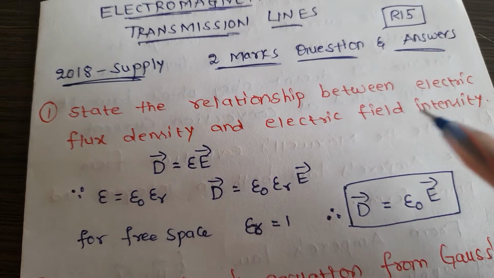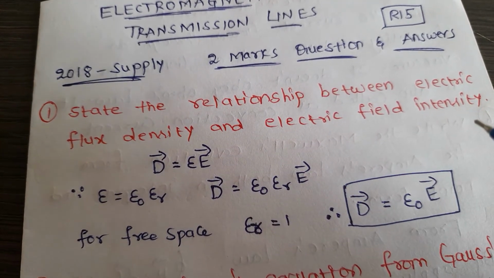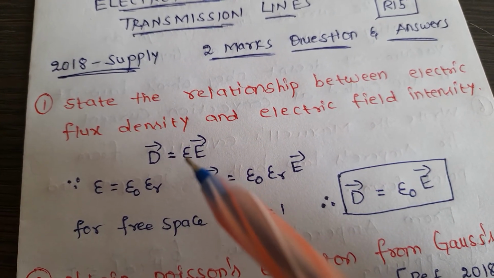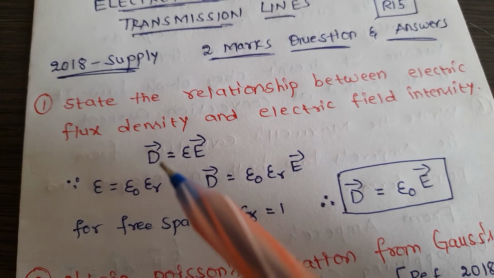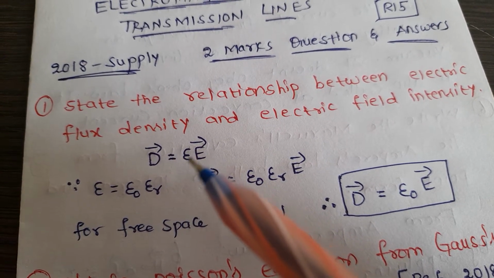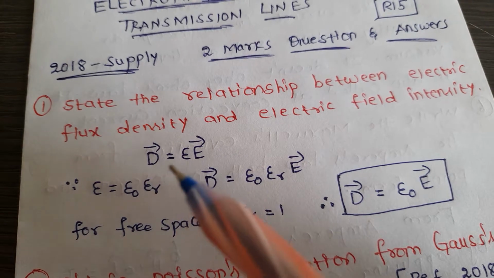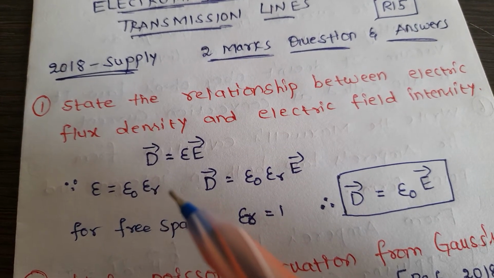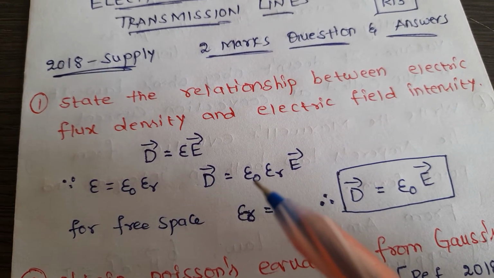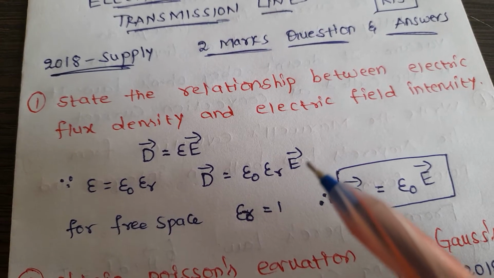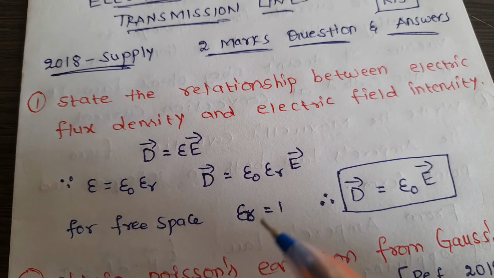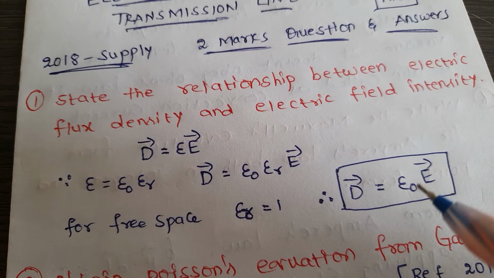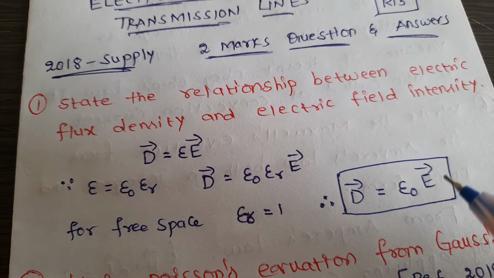State the relationship between electric flux density and electric field intensity. In the previous video also we have seen the relationship. The electric flux density D bar is equal to epsilon times the electric field intensity, where epsilon is equal to epsilon naught into epsilon r. Then D bar can be written as epsilon naught epsilon r times electric field intensity. For free space, epsilon r is equal to 1. Therefore, D bar can also be written as epsilon naught times electric field intensity.